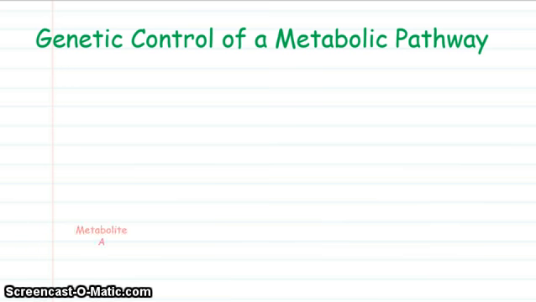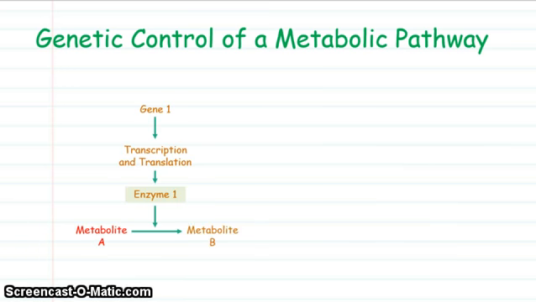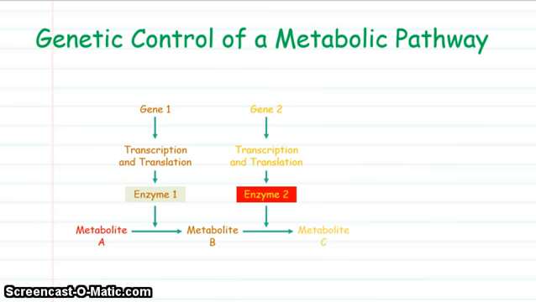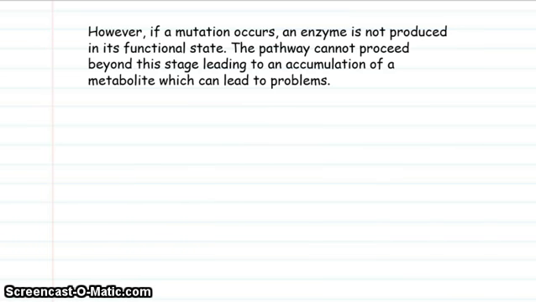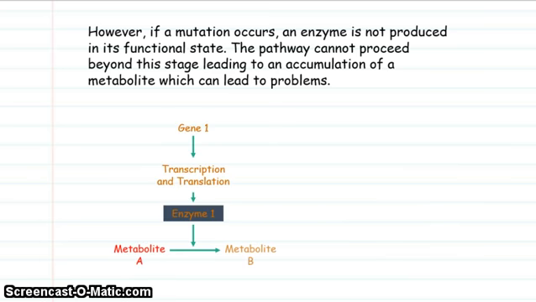So for example, metabolite A is converted into metabolite B by enzyme 1, which came from gene 1 and was transcribed and translated. This is the same for enzyme 2 and of course enzyme 3, which catalyzes the reaction of metabolite B to C and then on to D. However, of course, if a mutation occurs, then the metabolic pathway might well be disrupted.